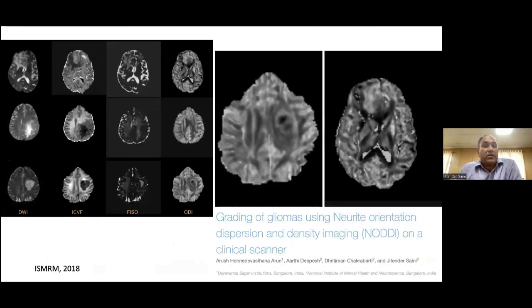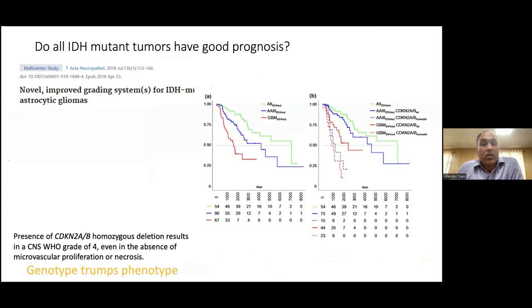One second. Okay. Newer information keeps emanating. For example, we used to think that all the IDH mutant tumors should have a good prognosis, but some of the IDH mutant tumors were not having a good prognosis. It was found that those which have IDH mutation but also have a CDKN2A/B gene deletion worsen the prognosis and make them look like grade 4 lesions.